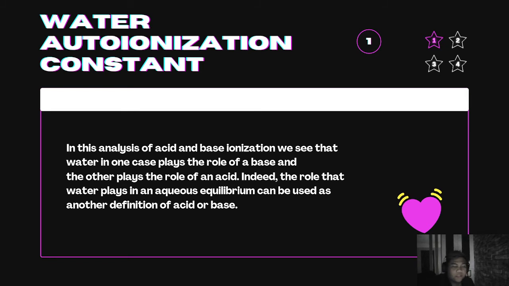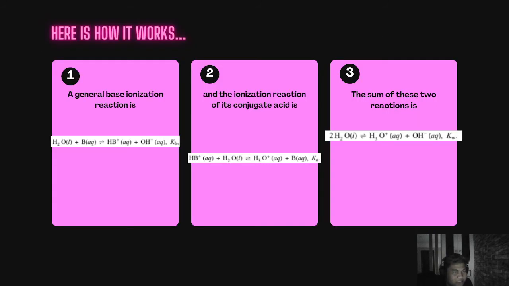So how does this happen? Here is how it works. Number 1, a general base ionization reaction is H2O (l) plus B (aq) gives HB plus (aq) plus OH minus (aq), Kb. What is this L? The L beside H2O means liquid phase, and AQ means aqueous phase.